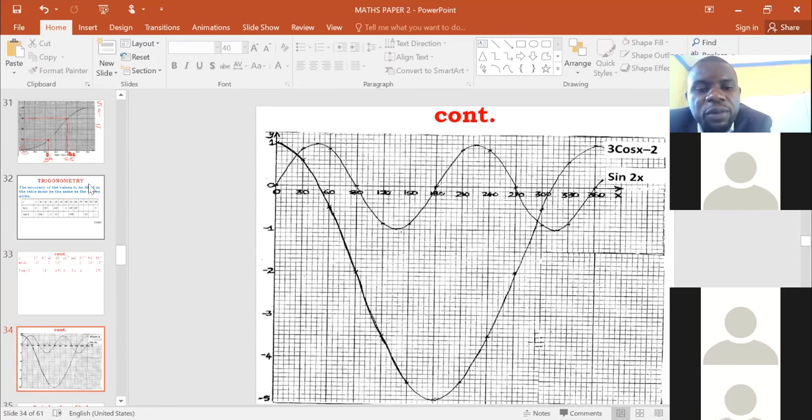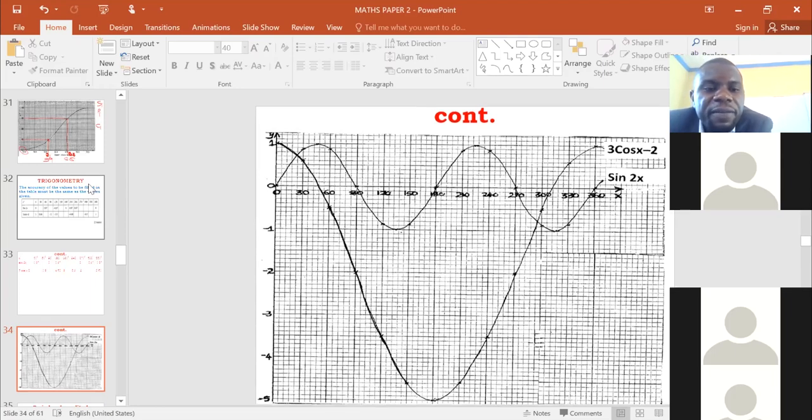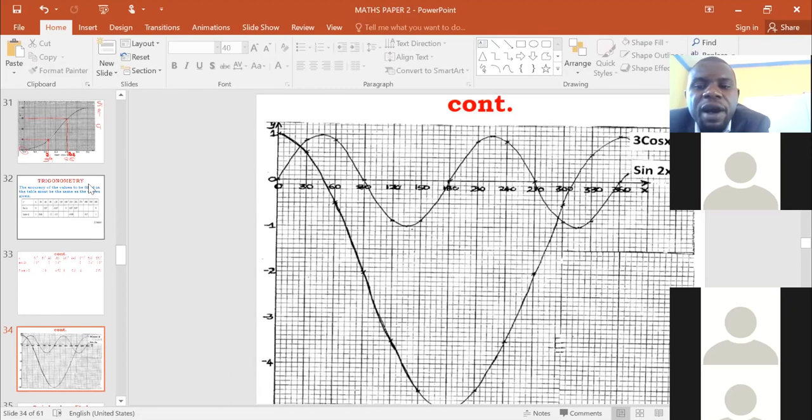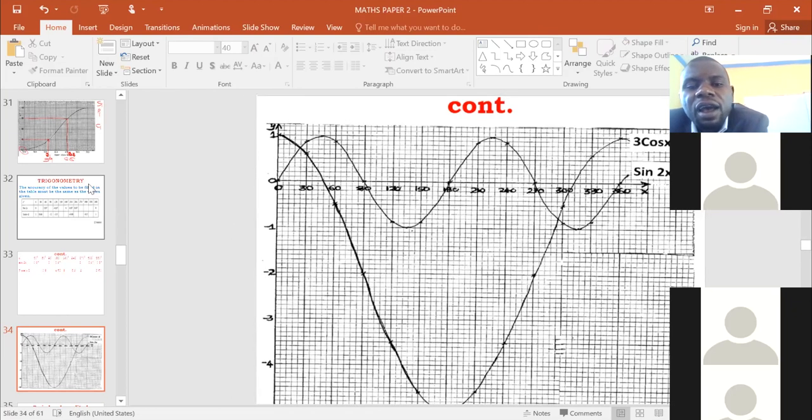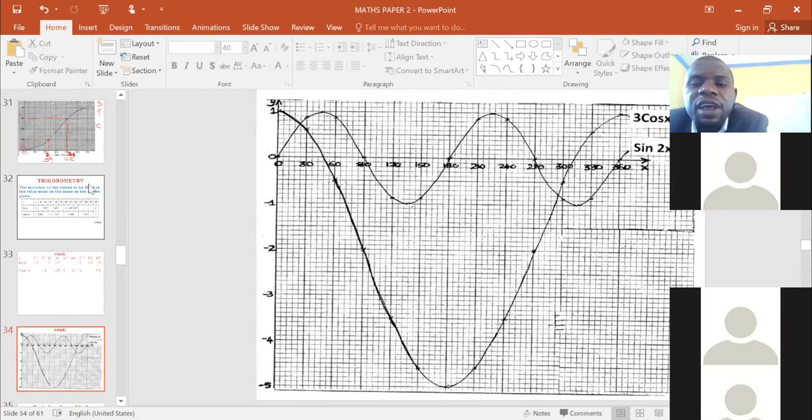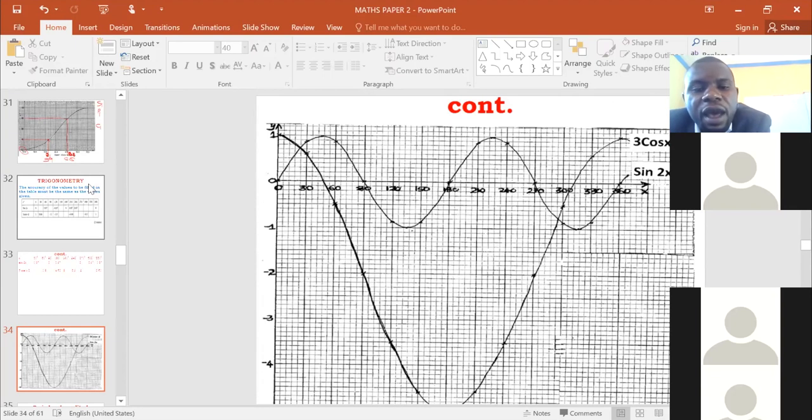Now, a key question that comes from those curves is amplitude. But before I go to that, you can see the graphs that are given there. There's a mark for the scale, a mark for plotting. For these particular curves, there will be marks for plotting each curve and for the curve itself. So for 3 cos x minus 2, look at all the values. If they are correctly plotted, you award the mark. If you draw the curve, you award the mark. Then for the second one, again for plotting and also for the curve.